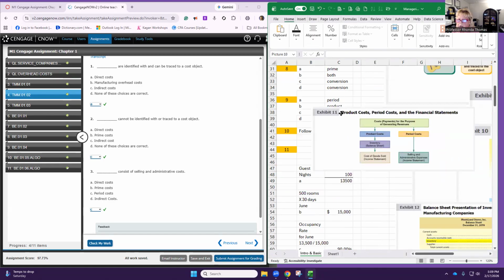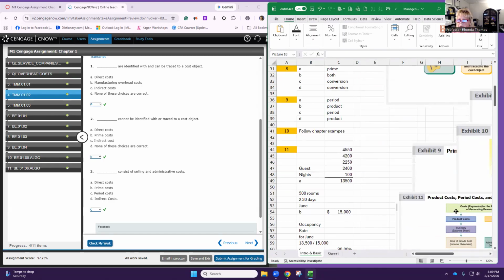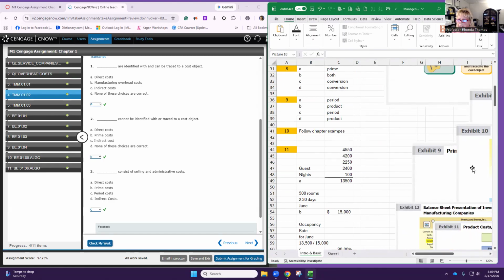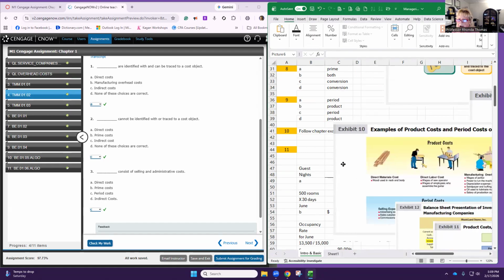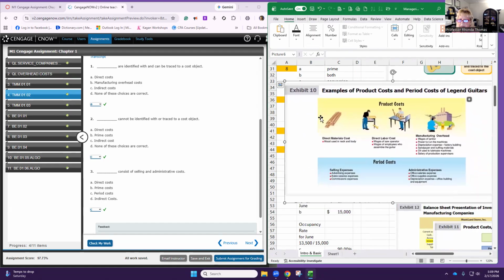And I'll show you what these are. I think I've got a sheet here that shows product costs. Here it is, product costs and period costs. Product costs are everything that's at the factory: direct materials, direct labor, manufacturing overhead. And then period costs are selling and admin, and this gets looked at on the income statement.